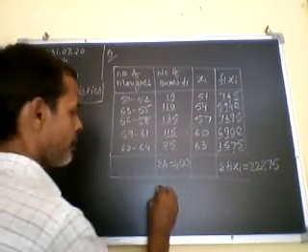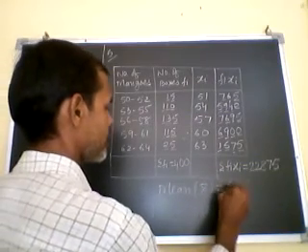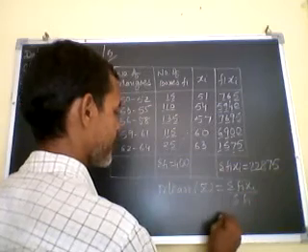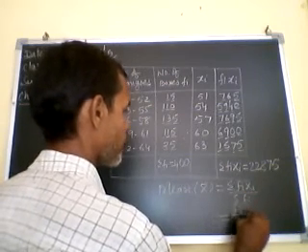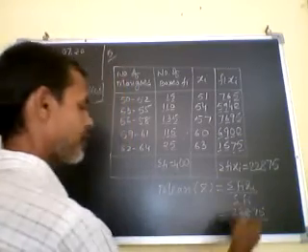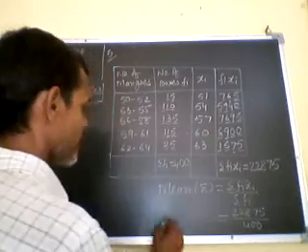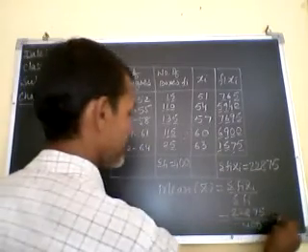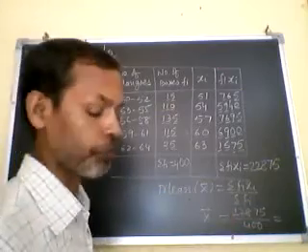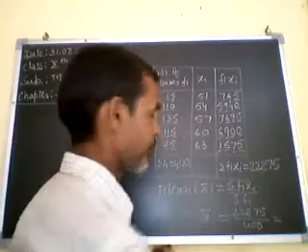Now mean x bar is sigma fi xi divided by sigma fi. So 22875 divided by 400. So divide by only 5. Okay, so mean x bar, when we divide 22,875 by this number, is 57.19.